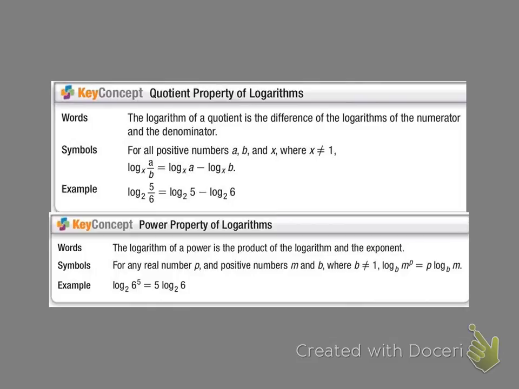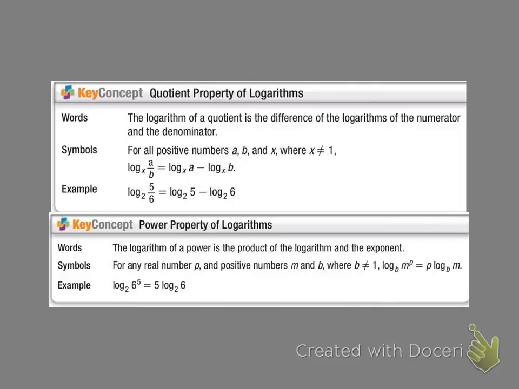One of the keys here is to make sure you do the first one over the second one. The first term, the term on the left, goes in the numerator. The term on the right goes in the denominator. Everybody see that? Any questions on quotient? It's pretty similar to product. Quotient and product are pretty much the same.